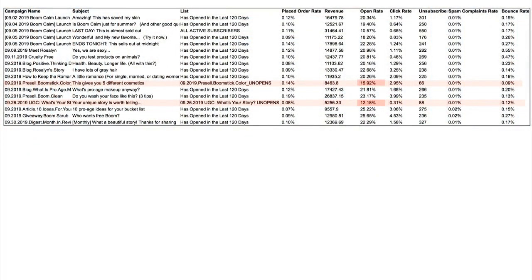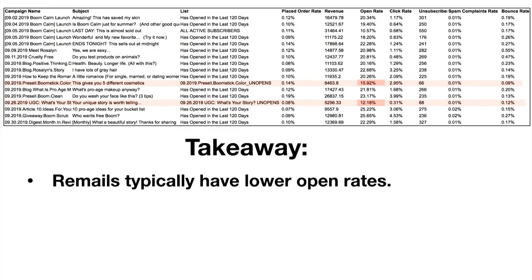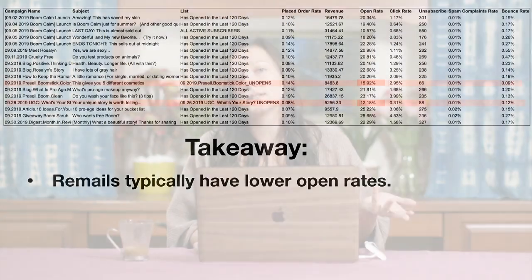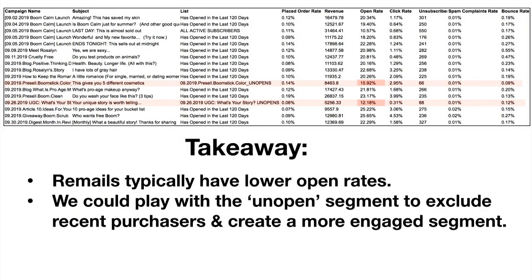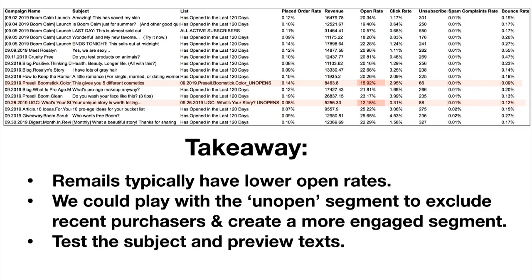And the first thing I noticed is they were sent to an unopened list. My takeaway from that is resends typically have lower open rates. That's just kind of, we're resending an email we've already sent to a segment that did not open that first email with a different subject line. So those typically just have lower open rates. But what we could do is play with that unopened segment to exclude our recent purchasers and create a more engaged segment, and test those subject lines and preview text.